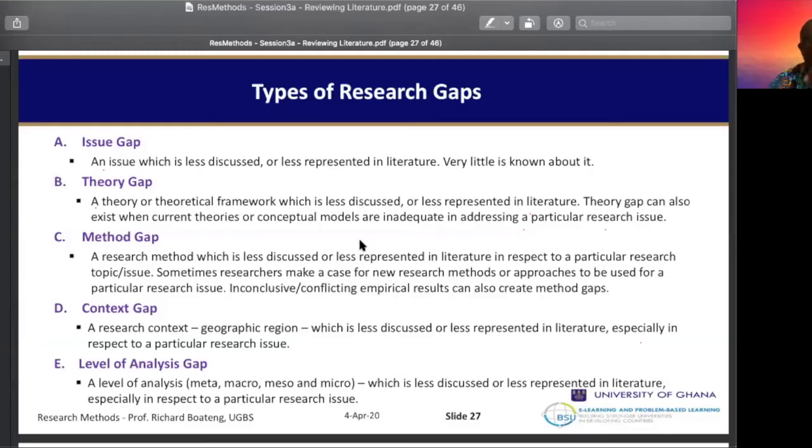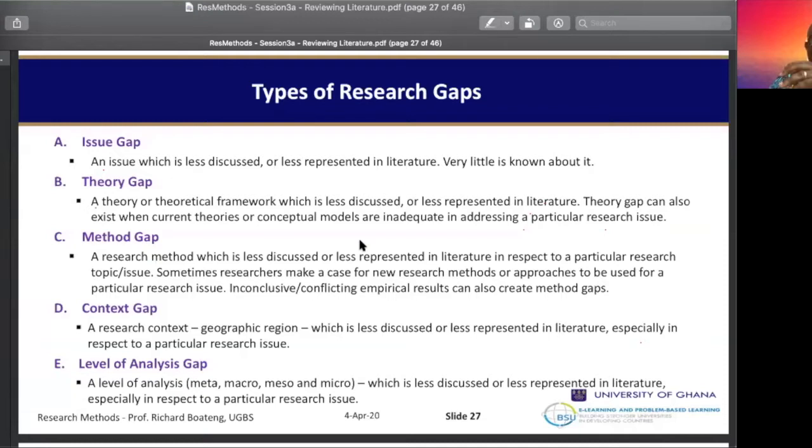So that can then come at the cross country level. Let's look at the meta level. So sometimes gaps can be in different levels in terms of their operations and how they are communicated. Okay. Somebody asks: is a context gap solely geographically related? For your level of study, I'll say yes.